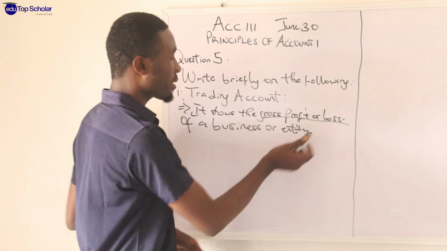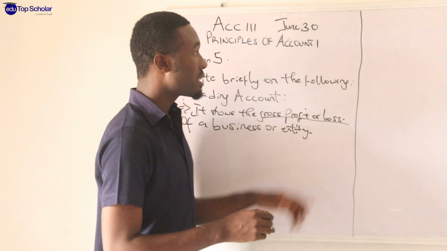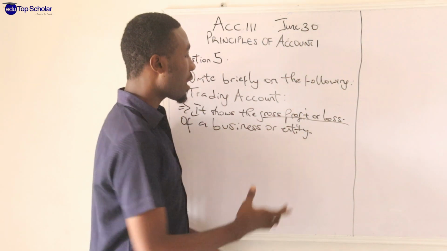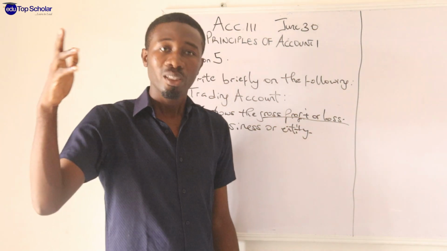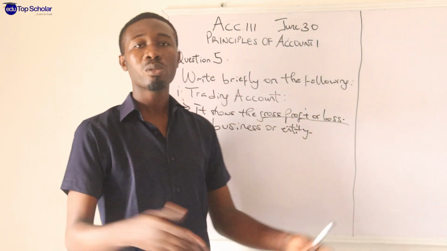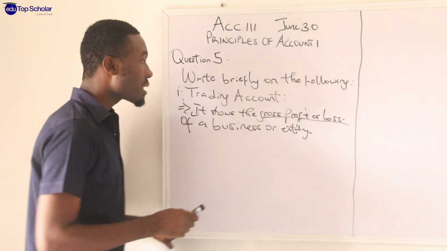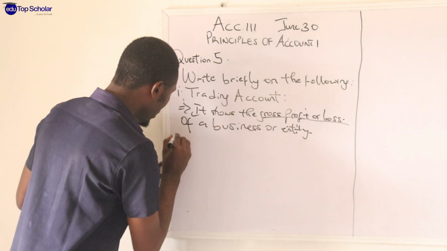So it is prepared as part of the final account. It is one of the final accounts. So now they call it the statement of profit or loss. But before you get your profit or loss, you have to derive your gross profit. Then from your gross profit, you less your expenses. That is what gives you the total profit of a business. So that's basically what the trading account is. And if you can write this in your exams, you are fine.